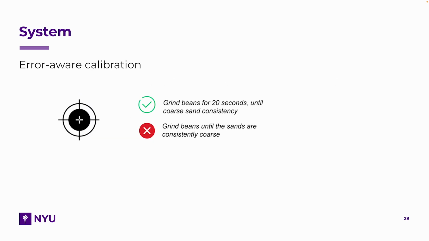Lastly, we employ error-aware calibration to adjust the output text by identifying and correcting the potential errors in the output. For example, in the figure, we remove the output "grind beans until the sender consistently calls" because it loses the important information, 20 seconds.